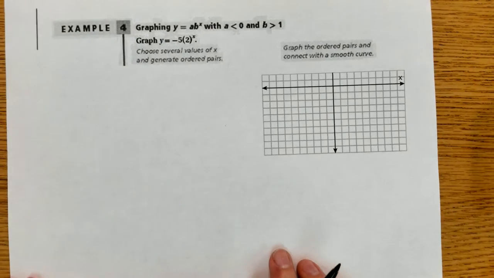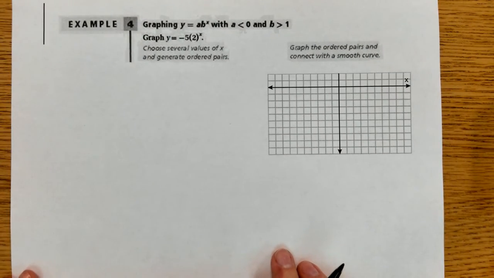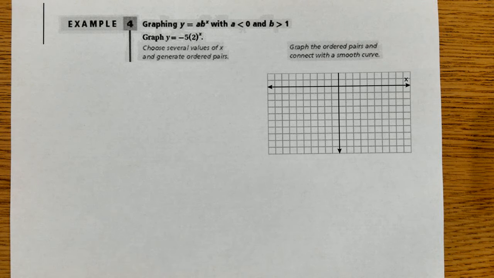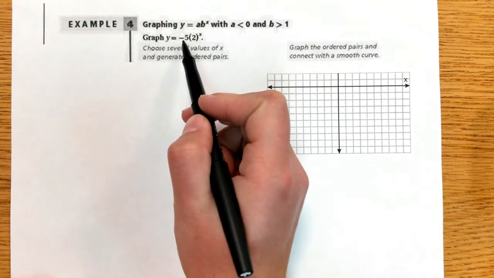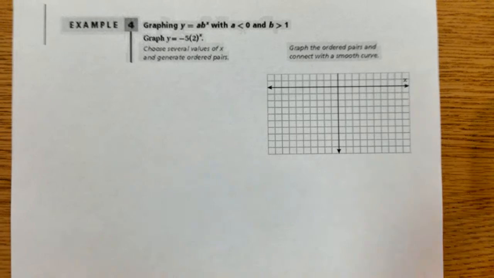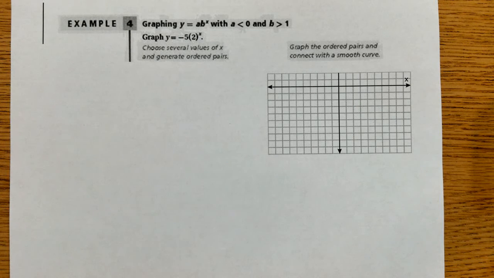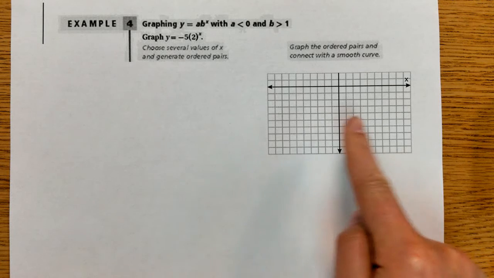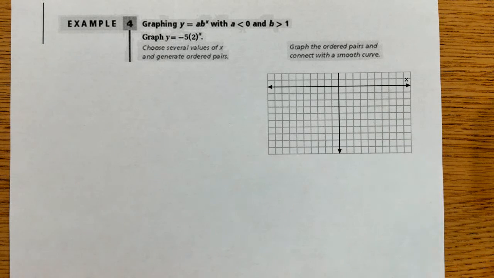So now we're going to go ahead and look at example 4. So here we're going to be graphing again, but this time our a value is going to be less than 0. So now you see that we have a negative value for a. So what that's going to do is have our exponential function be in the lower quadrants, which is why my graph looks like this. So it's going to be in quadrants 3 and 4.